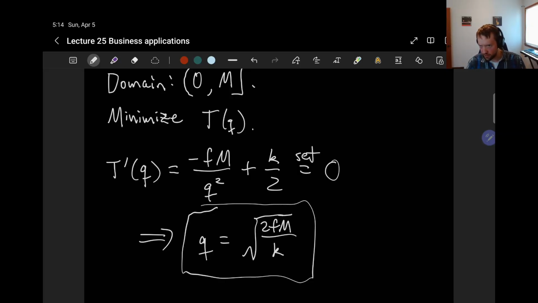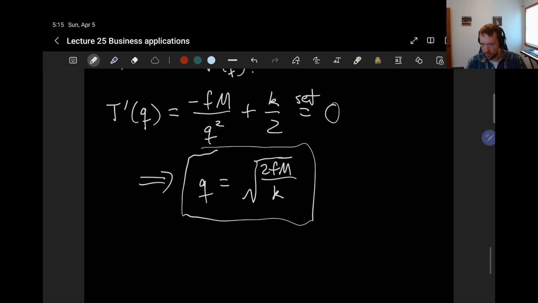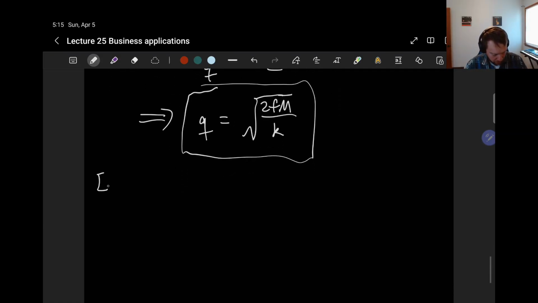You'll end up having to take a square root, but we don't do the plus or minus thing here because it doesn't make sense for Q to be negative. And this is the economic lot size. This is the amount of units I want to produce in a single batch, which will minimize that balance of manufacturing costs with storage costs. Let's do an example.